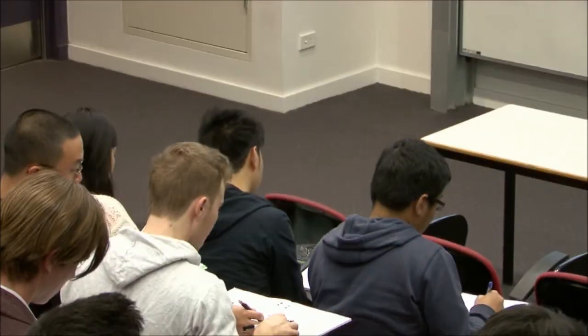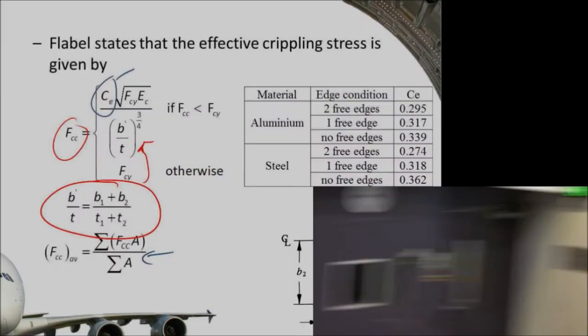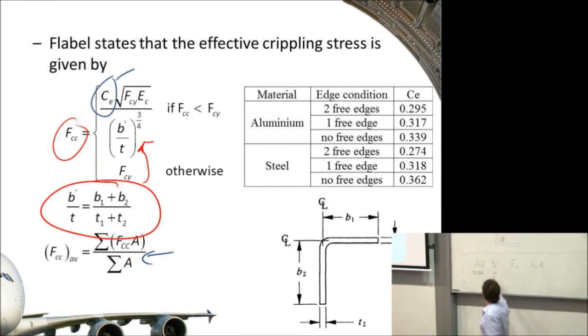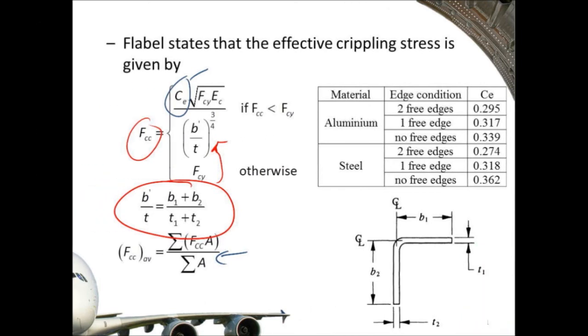B dash on T, what did... 10? Sounds about right. Has anyone else got a... 9.7. We'll leave it as 10. Doesn't make too much of a difference.